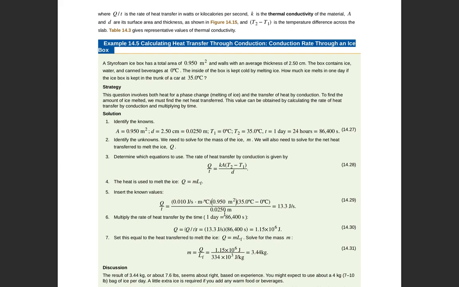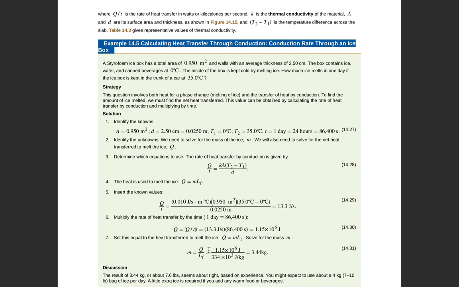So we also have our time that goes down here. That'll give us 1.15 times 10 to the 6th joules, right? So this is what our Q equals. So set this equal to the heat transferred of the ice. So you're going to use the 1.15 we just found, because this is the rate of change, this is our heat transfer rate.